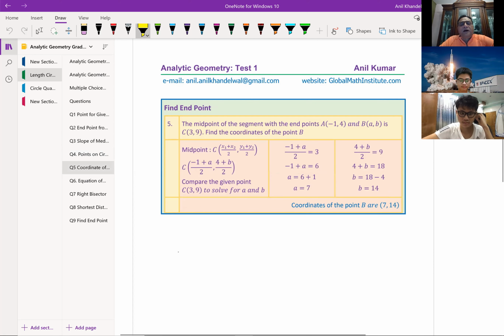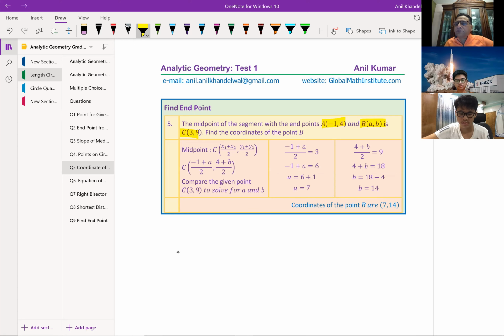Here is question number 5, which says the midpoint of the segment with the endpoints. So the endpoint B is not known to us, right? But we are given the midpoint. Find the coordinates of B. Very tricky question, since normally you are only finding the midpoint. Now the idea is, how do we find the endpoint?